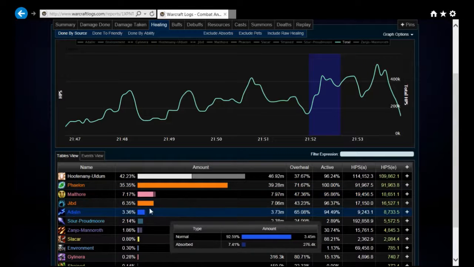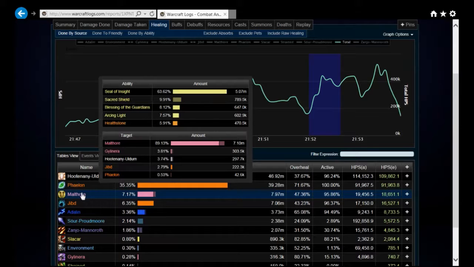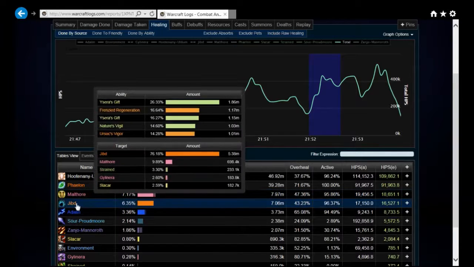Then I look at the tanks, make sure that they're doing their job, that they're casting heals when they can. I'll look at the Paladin tank, make sure that he's doing his job, as well as myself, the Druid tank. Am I using Frenzied Regeneration enough? Am I using the Nature's Vigil cooldown? So forth and so on.